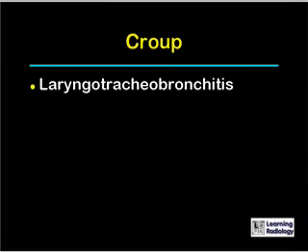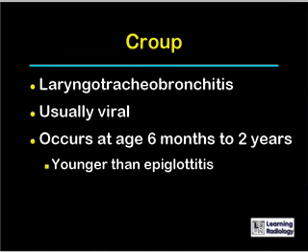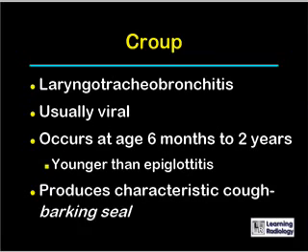Croup is laryngeotracheobronchitis. It's usually viral in origin. It occurs at a younger age than epiglottitis, usually around 6 months to 2 years, and it produces a characteristic cough which has been likened to that of a barking seal.